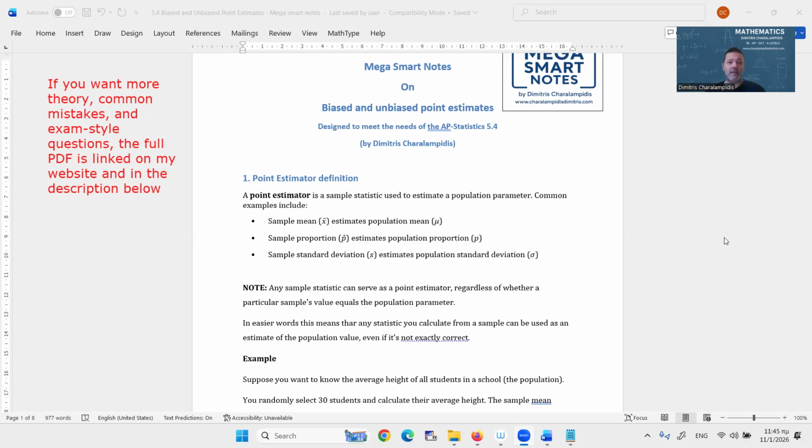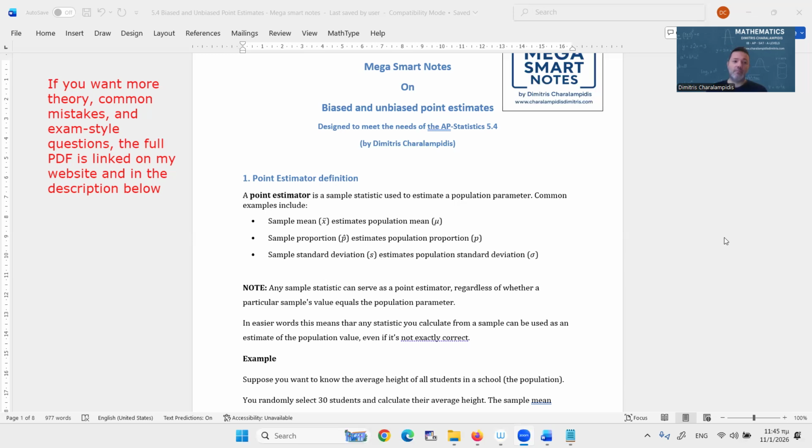Actually, any sample statistic can serve as a point estimator. This is true regardless of whether the estimate exactly equals the true population parameter or not. What does that mean? In simple words, this means that any statistic we calculate from a sample, and by any I mean any statistic, can be used as an estimate of the population value, even if it's not perfectly accurate.